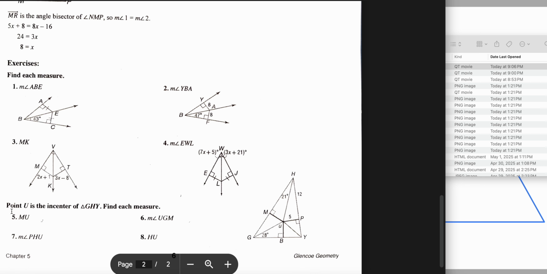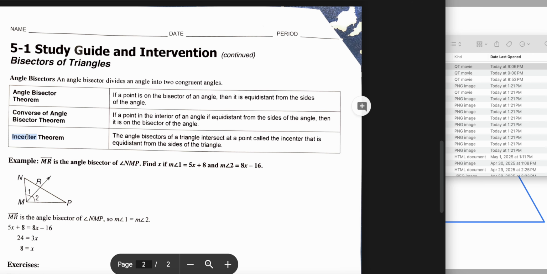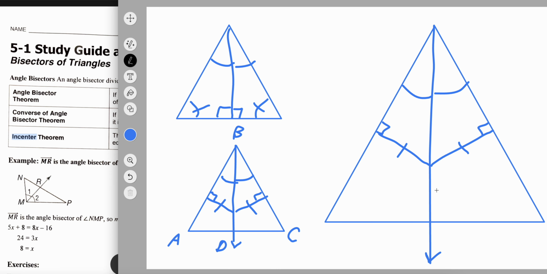All right, lastly, we have these in-center problems, okay? So here we have the in-center and the in-center theorem. So what is an in-center is the question. And so what it is, it is the point created by the angle bisectors of a triangle. So this line here, let's call it the angle bisector.